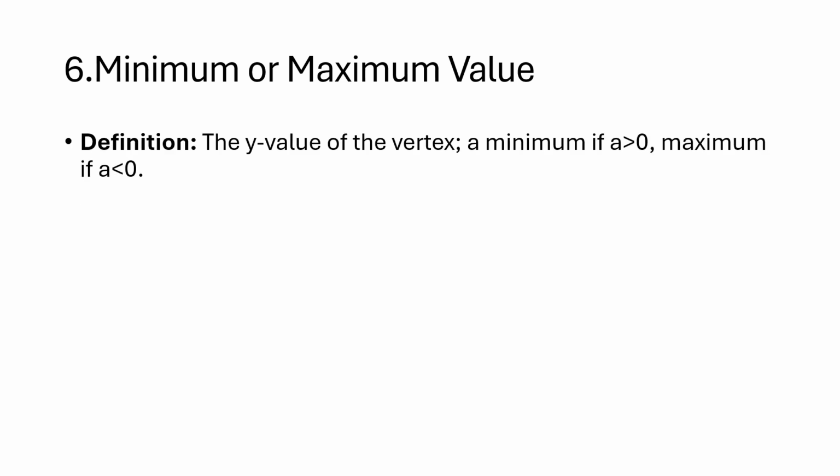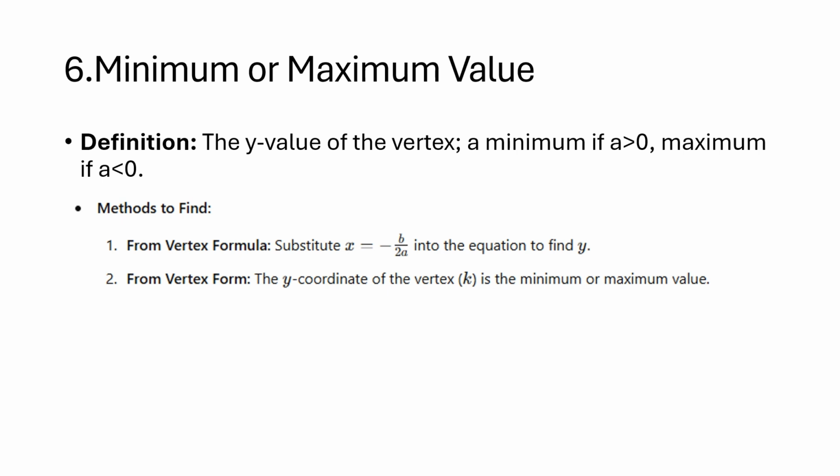The minimum and the maximum value is the y value of the vertex. So if you have the vertex, the y value of the vertex is the minimum or maximum value. How to find it? From the vertex formula, you can substitute x equals minus b over 2a into the equation to find y, and you find the minimum or maximum value. If you have h and k, where k is the y coordinate, it is the minimum or maximum value.